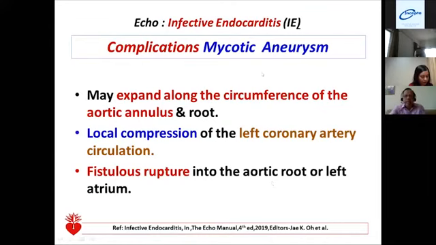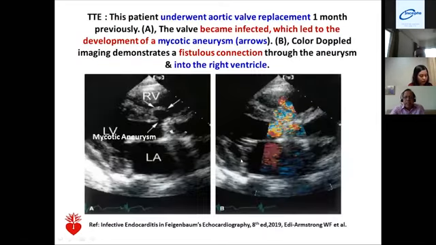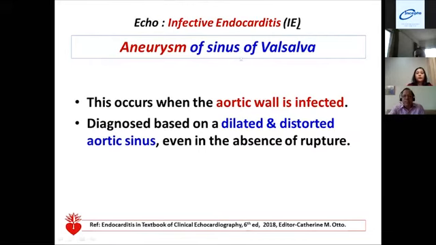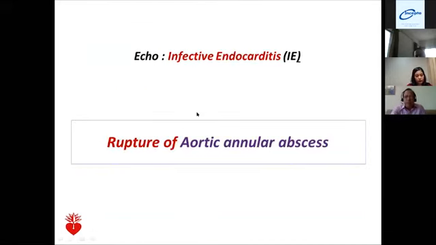And complications of the mycotic aneurysms are: it may expand along the circumference of the aortic annulus and root, it may cause local compression of the left coronary artery circulation, and it may rupture, with a fistular rupture into the aortic root or left atrium. You can see in the picture a mycotic aneurysm of the aortic root that ruptures into the right ventricle. Now, aneurysm of the sinus of Valsalva has been evaluated by dilatation of the aortic root.